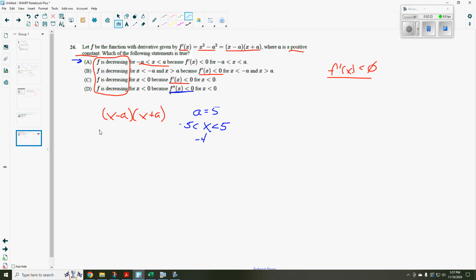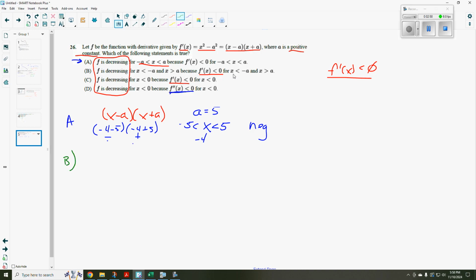Negative 4 minus 5 is going to get me a negative number. And negative 4 plus 5 is going to get me a positive number, and a positive times a negative is going to be a negative. So I thought that might be my answer right there, because that's what I'm looking for: f prime of x less than 0. But I figured I better check the other ones too. So this is A. Let's take a look at B.